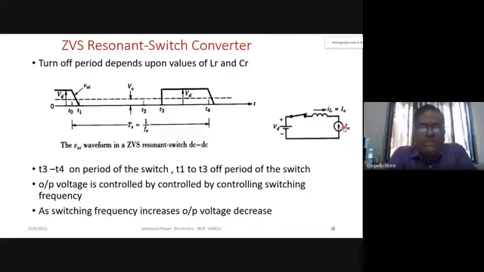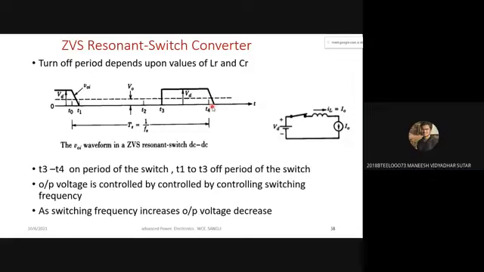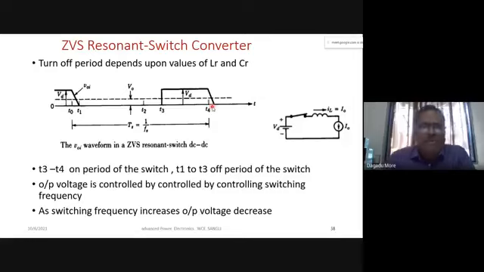So my question is, at T0 we turn off the switch, and the switch will remain off till T2, or let us assume T3. Our switch is off from T0 to T3, and the switch will be on from T3 to T4. Out of that, is it the on period or the off period that depends upon LR and CR? Off period. Okay, the turn off period will depend upon this, and the on period we can control.